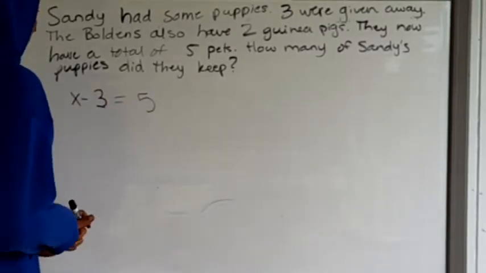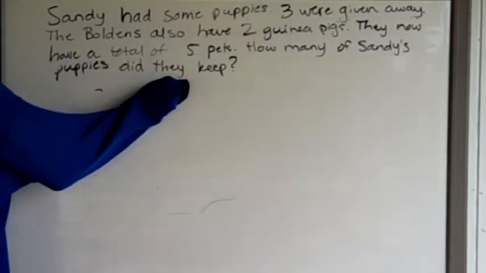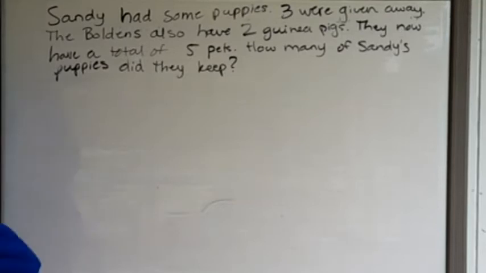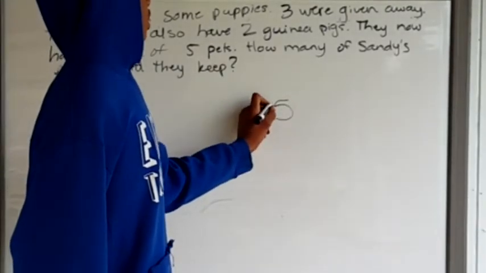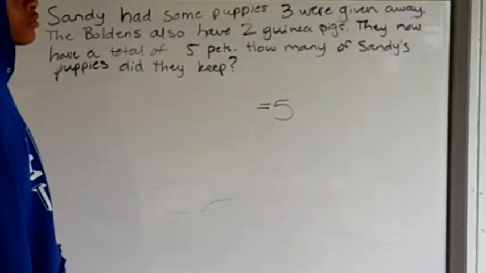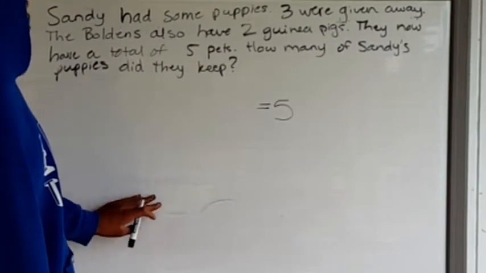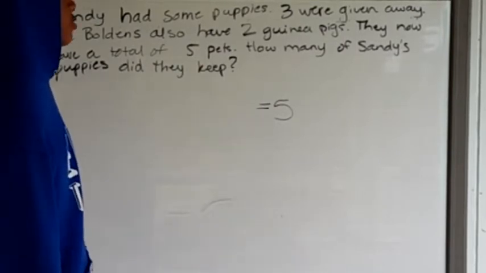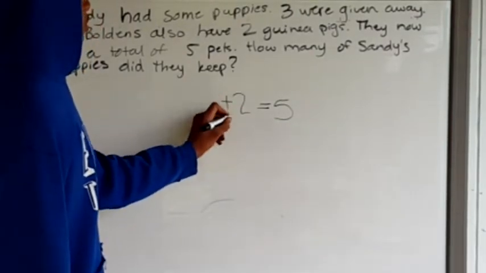All right, work backwards. What we're looking for is how many puppies the Bowdens kept. So we know they have a total of 5 pets. What pets are included in that total of 5? 2 guinea pigs, so that's plus 2.